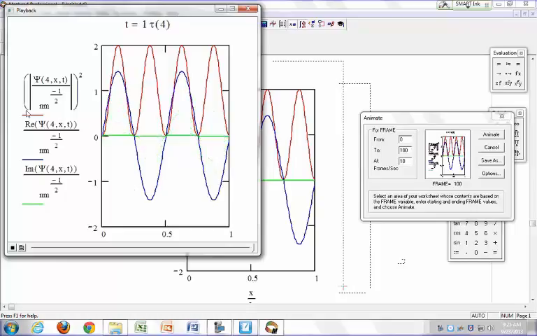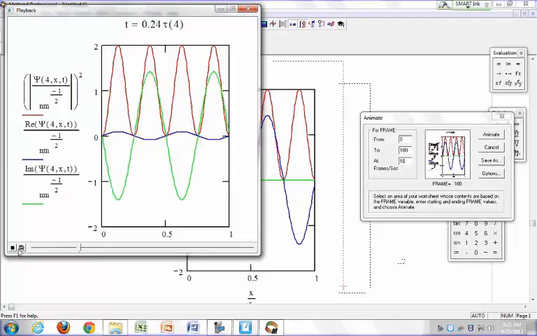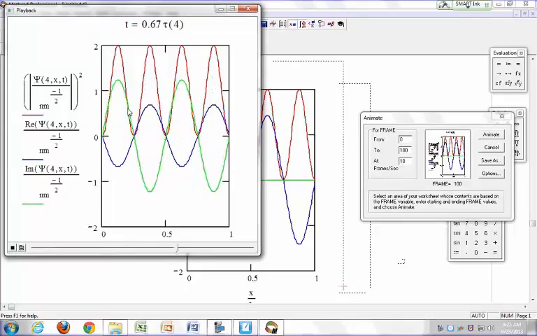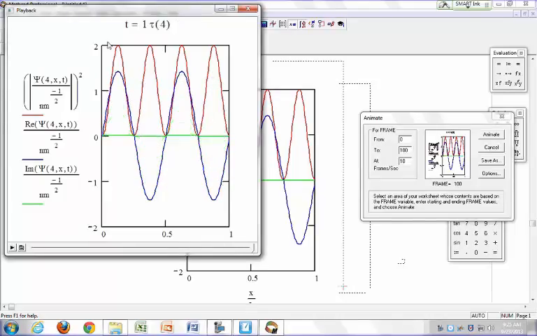But look at what happens to psi squared, the red curve. The probability density function is not changing. Okay, so your real part and your imaginary parts are changing, but your overall probability density function, the square of your wave function, is not changing. That's why we call it a stationary state. Okay?